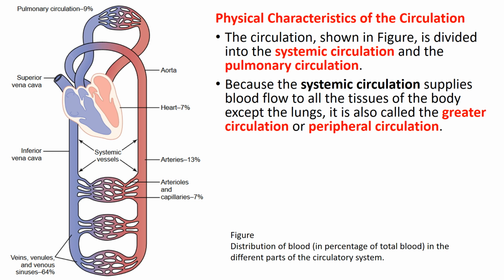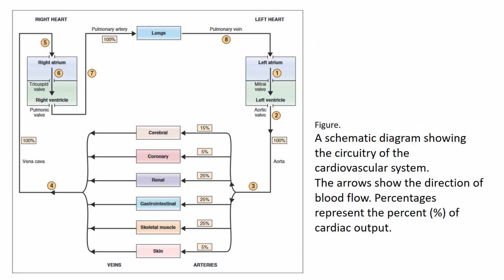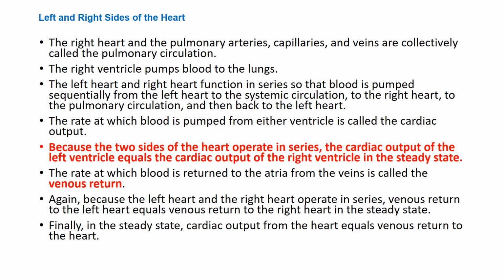Figure. Distribution of blood, in percentage of total blood, in the different parts of the circulatory system. A schematic diagram showing the circuitry of the cardiovascular system. The arrows show the direction of blood flow. Percentages represent the percent of cardiac output. Left and right sides of the heart. The right heart and the pulmonary arteries, capillaries, and veins are collectively called the pulmonary circulation. The right ventricle pumps blood to the lungs.